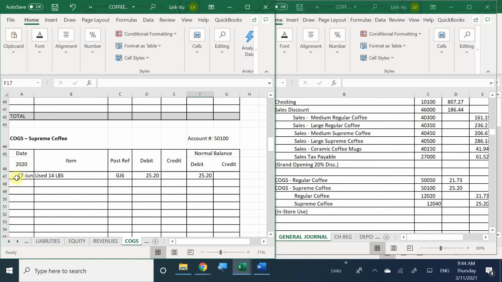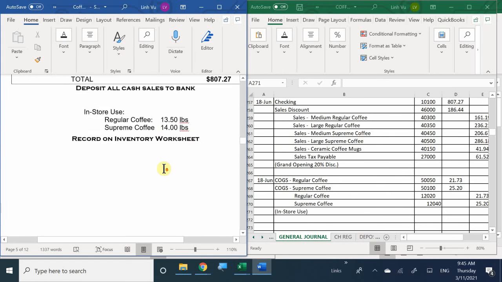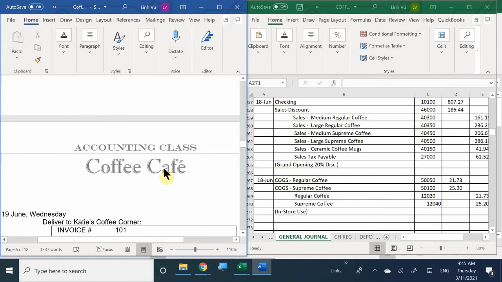Last but not least, we have the cost of goods sold for the Supreme coffee. Same thing from above. We used 14 pounds. General journal number 7. And how much did we use? $25.20, bringing my cost of goods sold to $50.40. Okay. Now we are completely done with our transaction. So here we are. We finished this one, which was the end of the day. We made our deposits. We're good to go.